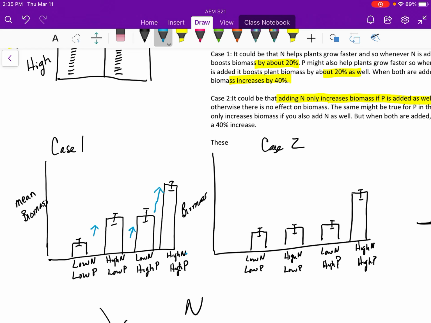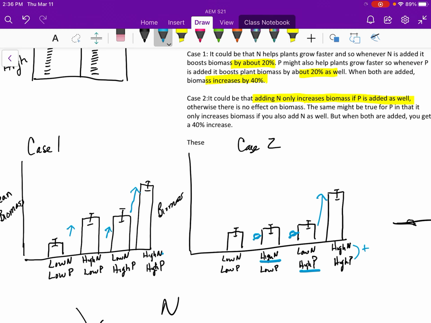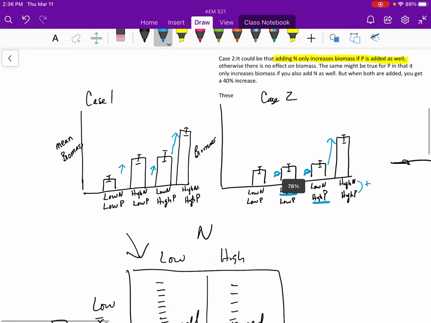In case 2, remember, neither of these alone are going to have an effect. So high nitrogen and high phosphorus down here are not going to have any effect at all because they don't have the other one added. However, we're going to get a great big effect over here when both nitrogen and phosphorus are added together. So in this case, you actually have a biological process occurring that creates this statistical pattern, right?